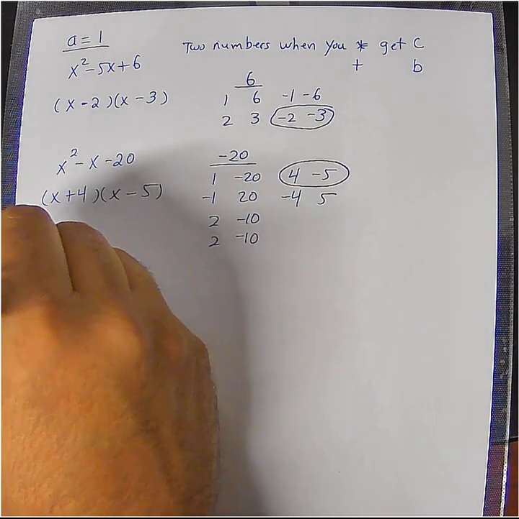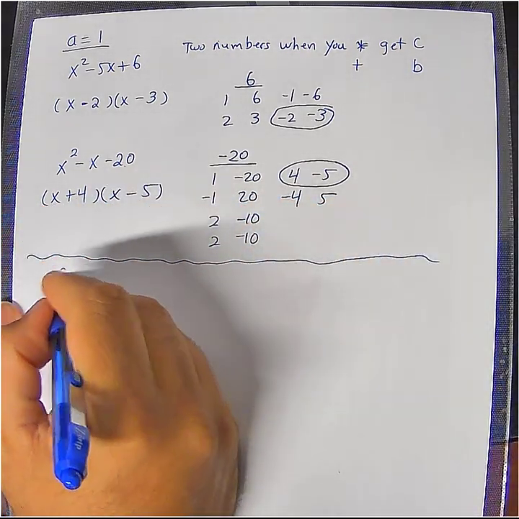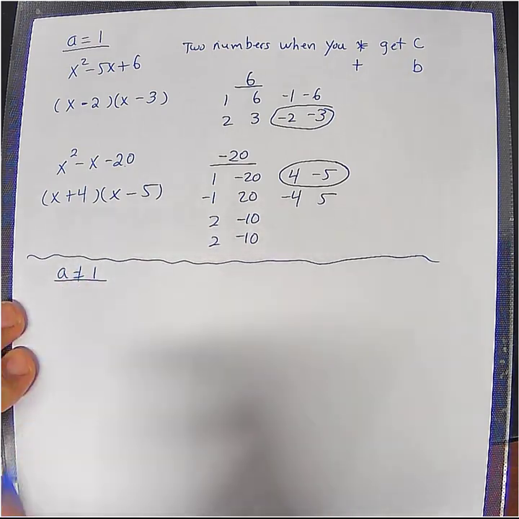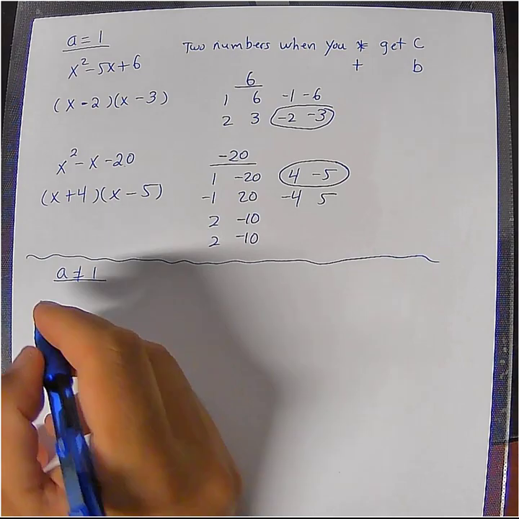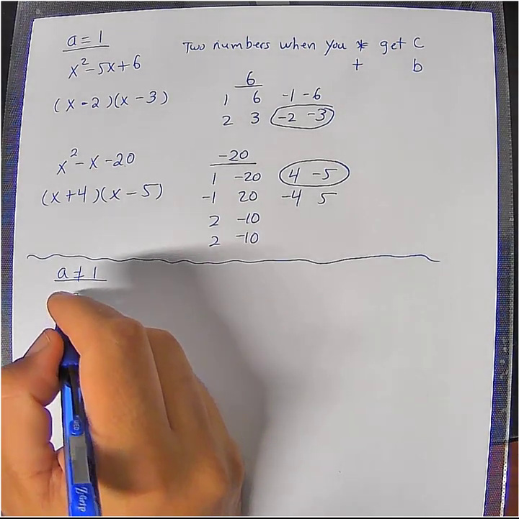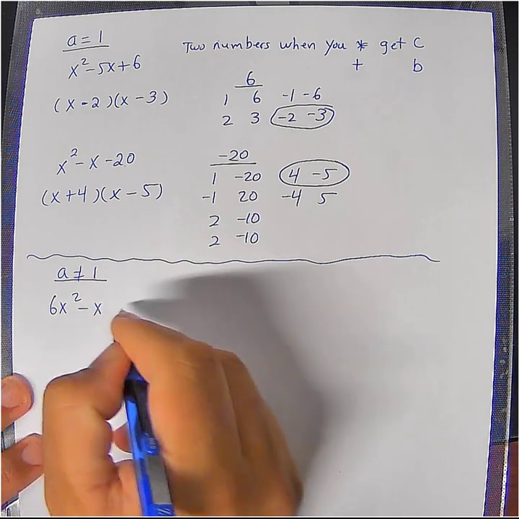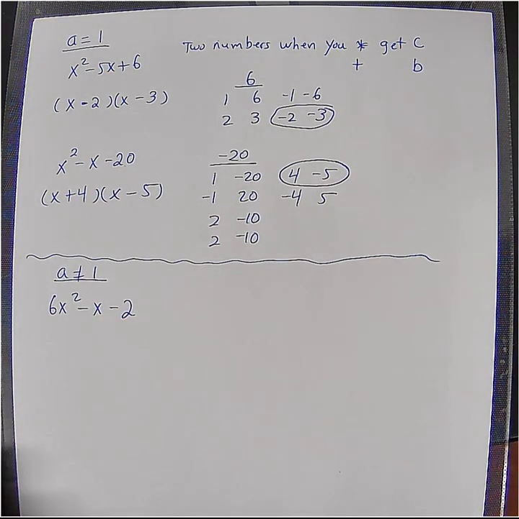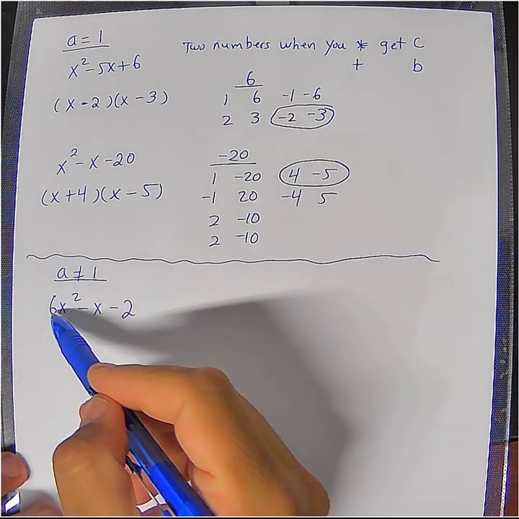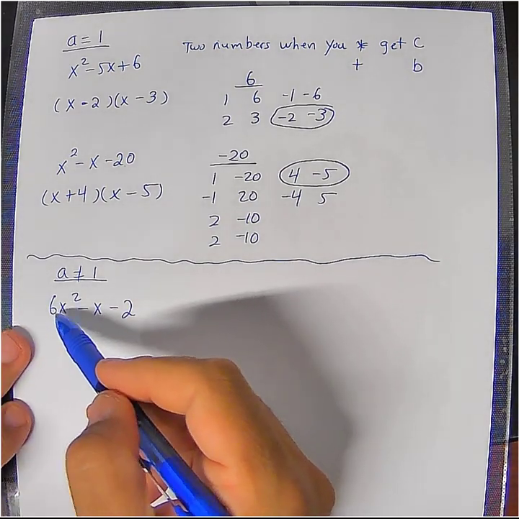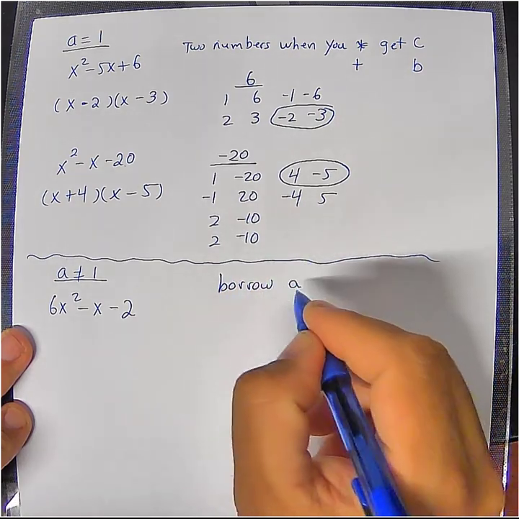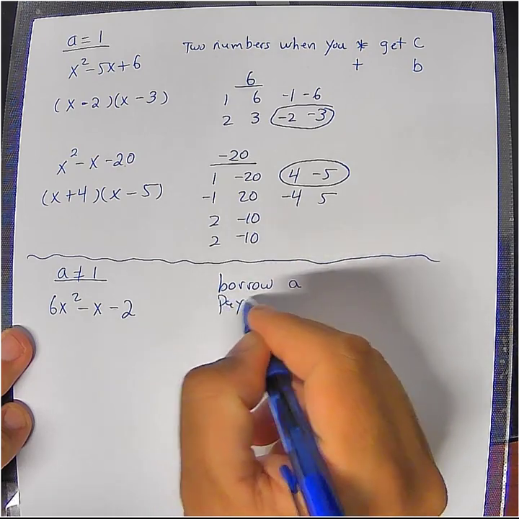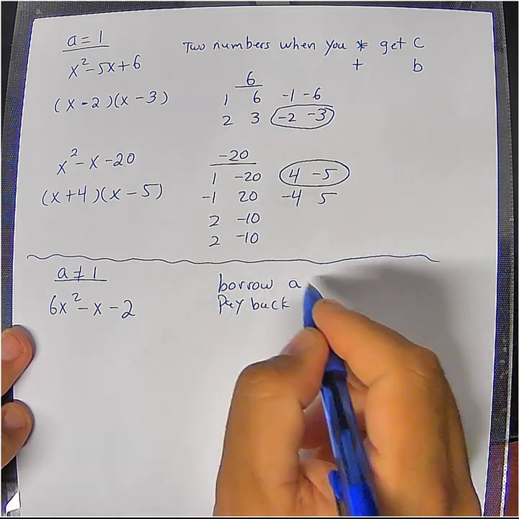Alright? The next one is when a doesn't equal 1. So if a does not equal 1, let me think of a problem. Let's do 6x squared minus x minus 2. As you see, a is not 1. We are going to do what's called the borrow and payback method. We're going to borrow a, and then we're going to pay it back.